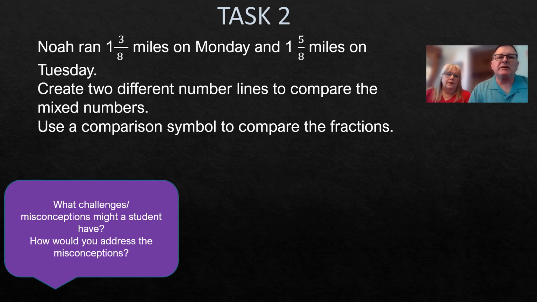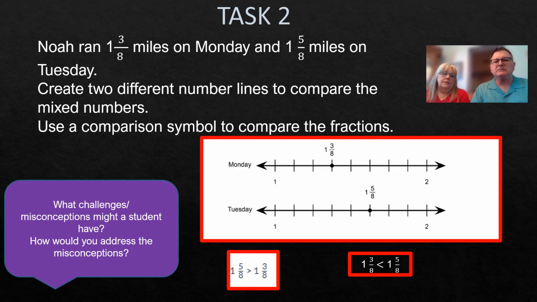All right, so here we have this distance problem where we have one student who ran a different amount on Monday and a different amount on Tuesday, and we have to figure out how to compare them. Which day did he run further? Which day did he run less? I could look at it so it's got multiple entry points, right? Yes. So if I'm creating 2 number lines here.